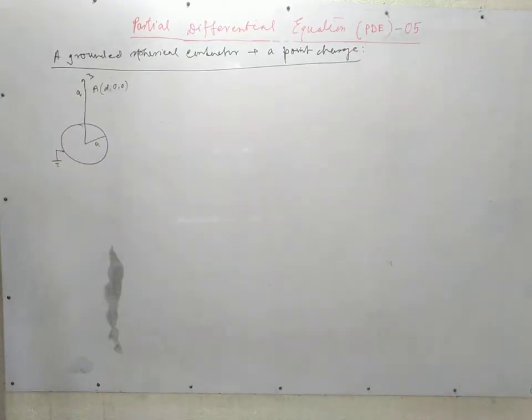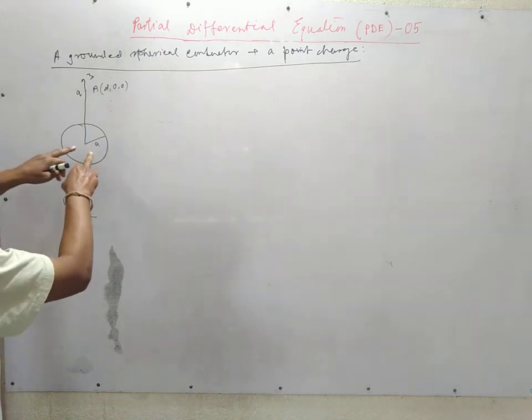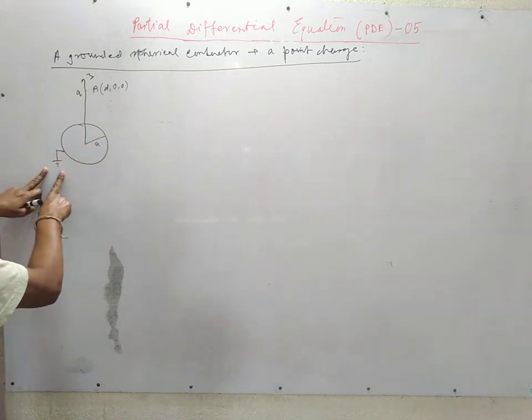Earlier we have solved this problem in electrostatics courses by using the method of images. Here we shall arrive at the same result, but we shall solve Laplace's equation. The situation is that we have a conductor of radius a which is grounded.